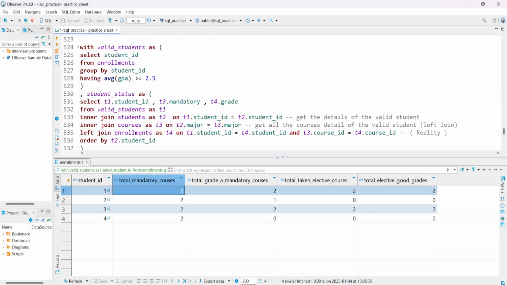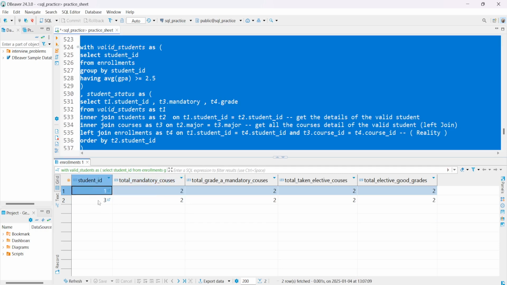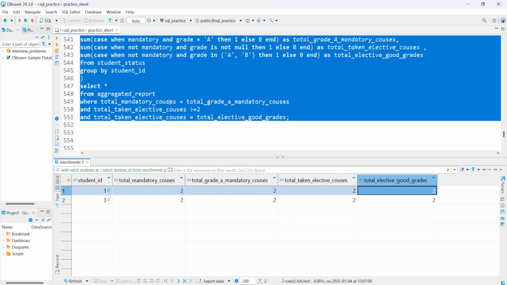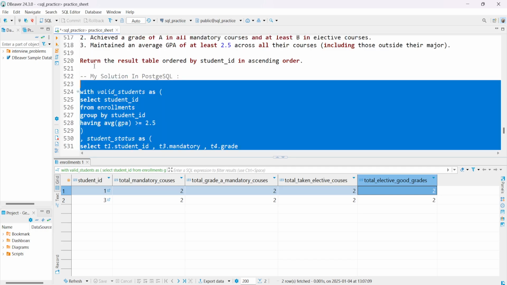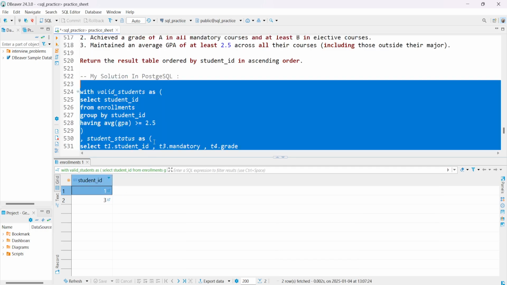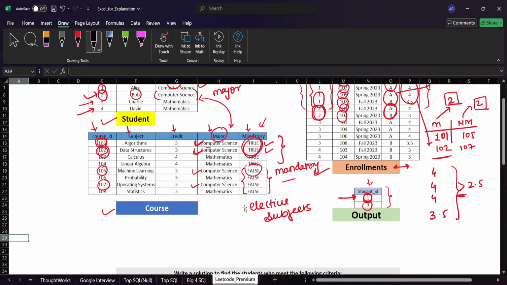And if we run this, we are getting student 1 and 3, and out of this, all these conditions are met, and in the final output we just need student ID. So we can just drag this over here, right? And run this. So yes, we have got our required output. So yes, I think we have completed this problem.